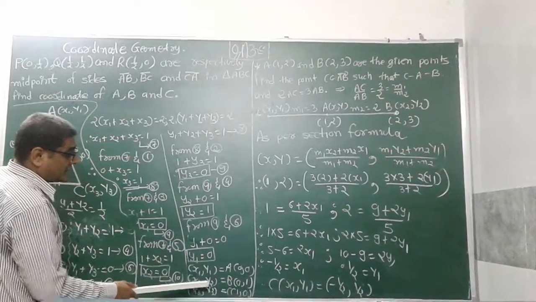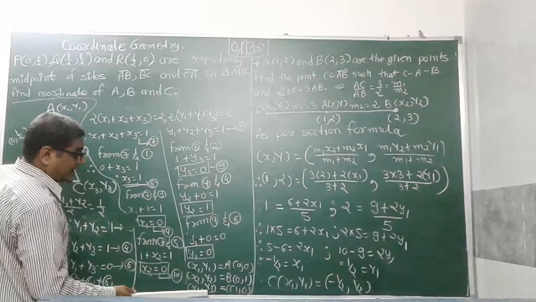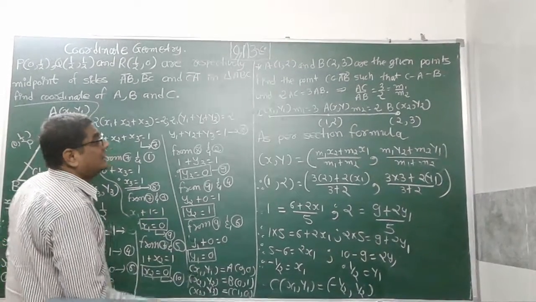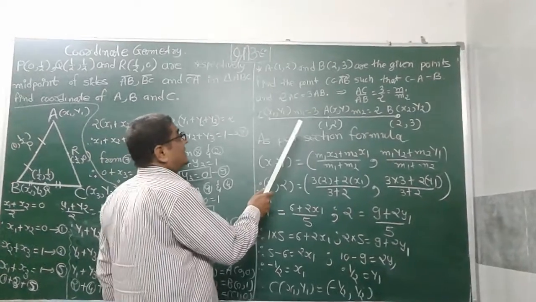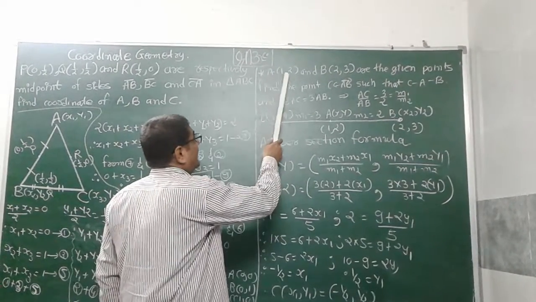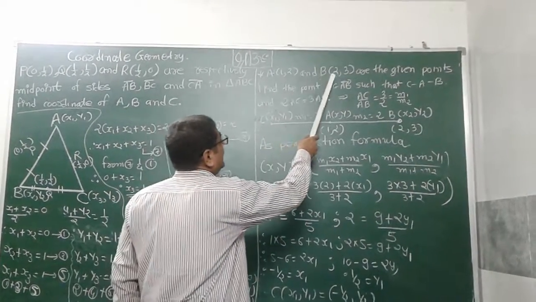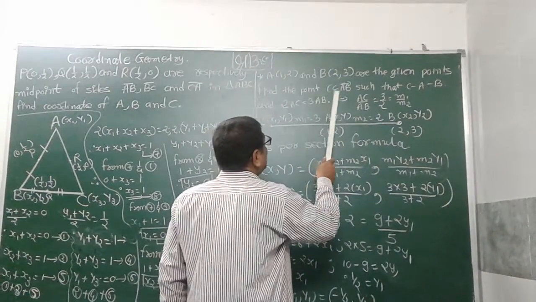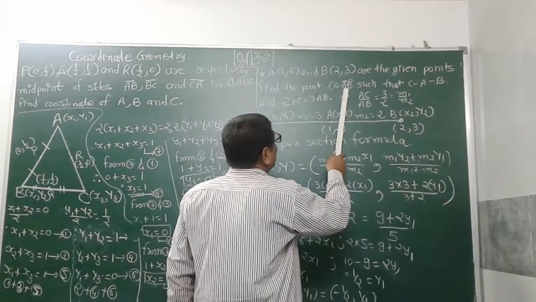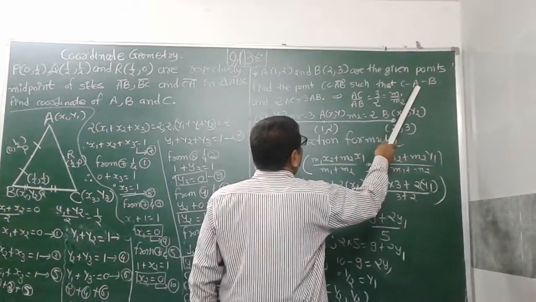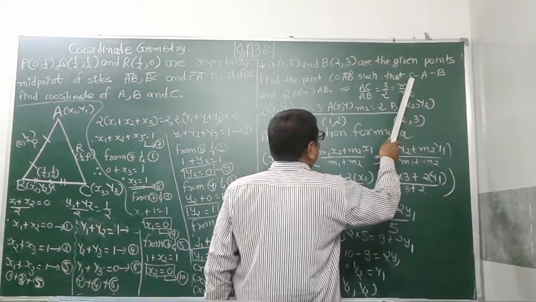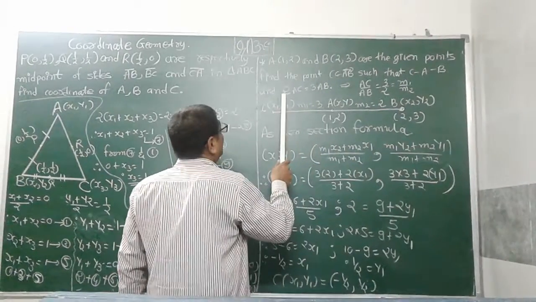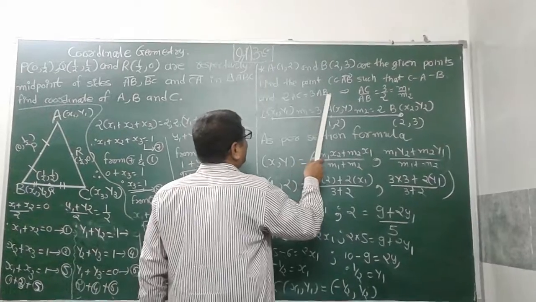Coordinate of B, x2 y2, is equal to 0 1. And coordinate of C, that is x3 y3, is equal to 1 0. Now some twisted question like that in section formula: A(1, 2) and B(2, 3) are the given points. Find the point C belonging to line AB such that C, A and B are collinear. Take care of this thing. And 2AC is equal to 3AB.